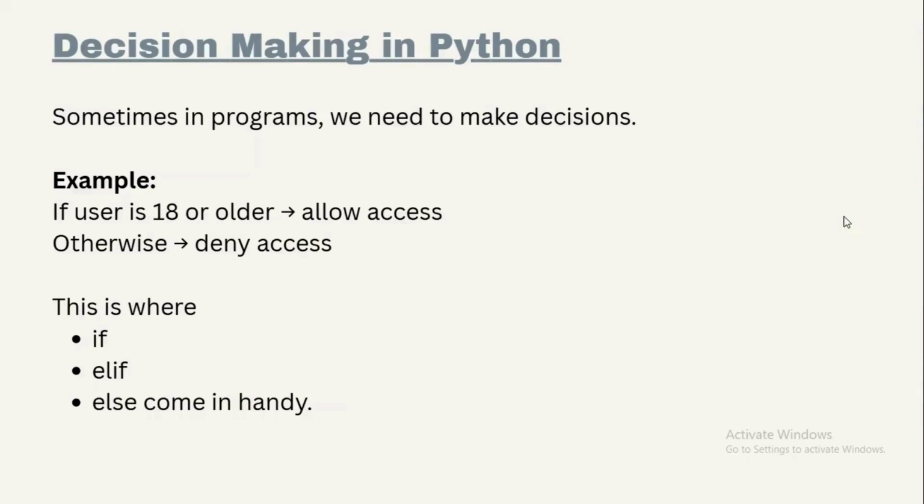So if we want to implement such a system in programming, we can use if-else statements. Let me summarize it again. If we want to design a program to check whether a person is eligible to vote or not, we can use an if-else statement. This is just an example to understand what decision making is and how we can implement it using the if-else statement.